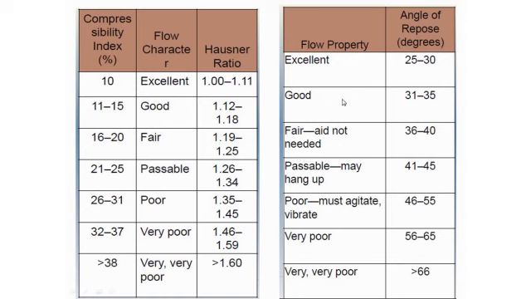So how are we going to determine the rate of flow from the angle of repose? See, if the angle of repose is between 25 degrees to 30 degrees, the flow property is said to be excellent. If the angle of repose is 31 to 35, it is said to be good. If it is between 36 to 40, it is said to be fair. 41 to 45, it is passable, and like that only, right?